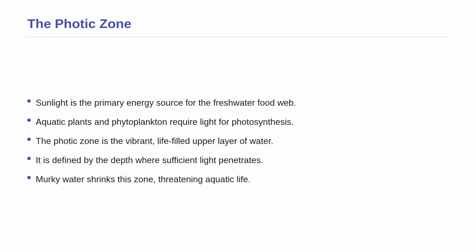Now that we understand what light attenuation is, let us look at why it matters so much. Sunlight is the absolute primary energy source that fuels the entire freshwater food web. Without it, aquatic plants and phytoplankton cannot perform photosynthesis, meaning no oxygen or food for fish. The depth to which sufficient light penetrates defines what we call the photic zone.